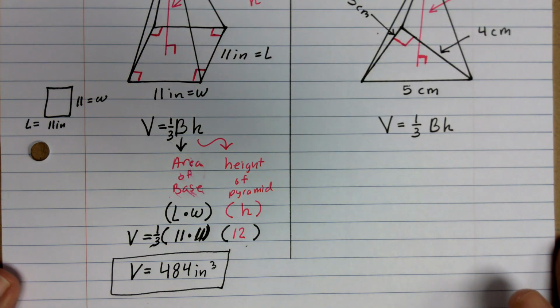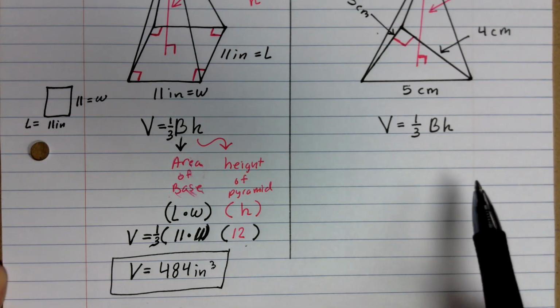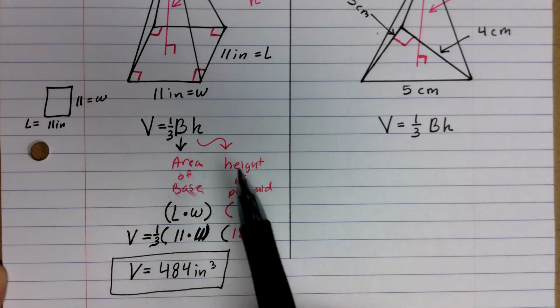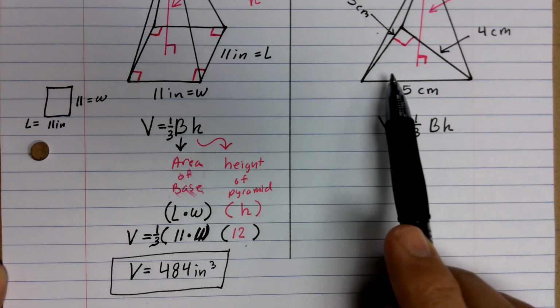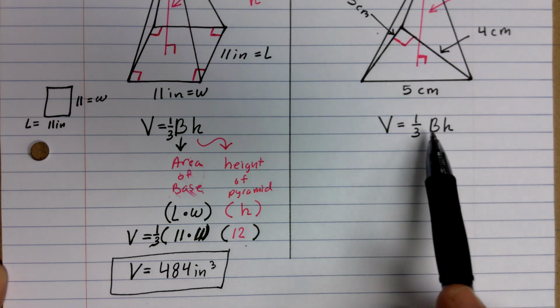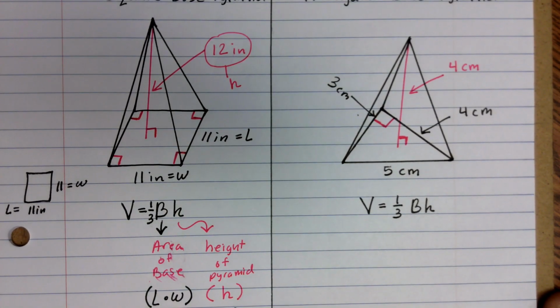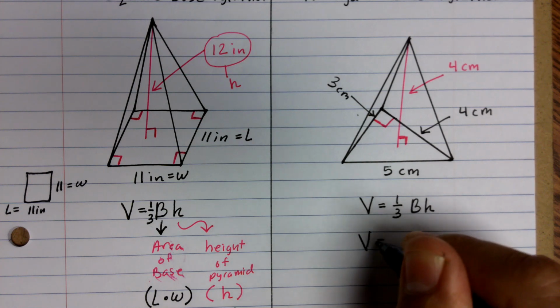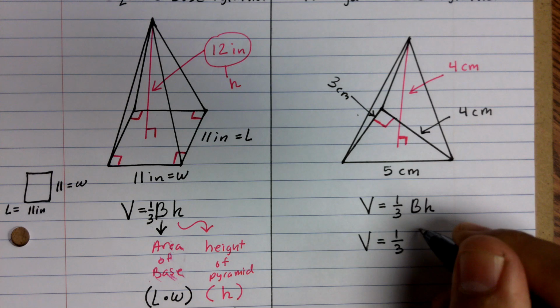So now we're going to go ahead and do this other one that has a triangular base. And the only thing that's going to change between these two is how we find big B. Big B here was the area of the base, which was length times width because it was a square. But now, since this is a triangle, big B is going to become the area of a triangle. And so our formula is going to look a little different. So first things first, I'm going to write this out. V is equal to 1/3 times the area of the base.